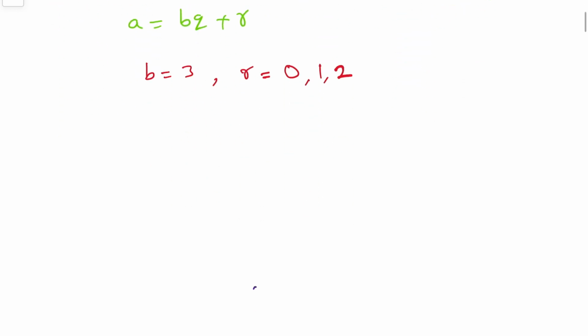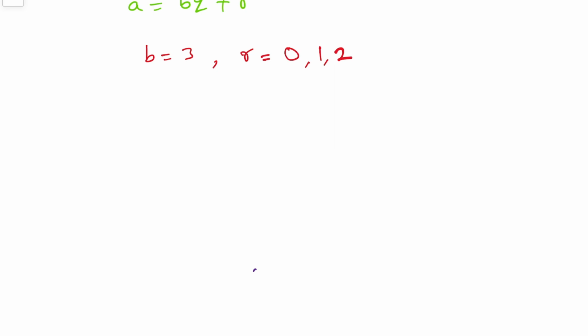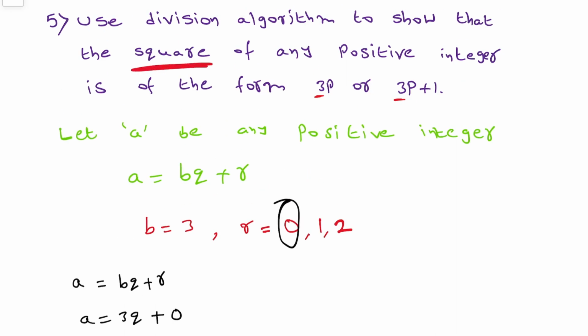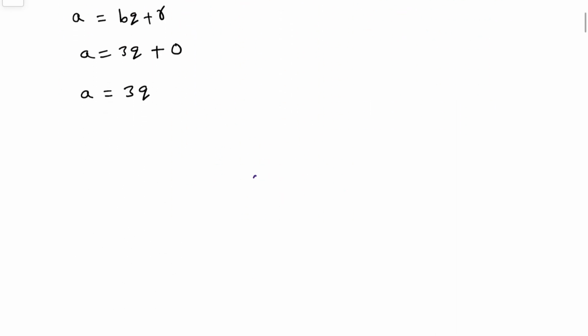Now let us substitute these remainders one by one in our formula a equals bq plus r. So a is unknown, keep it as it is, equals bq plus r is our formula, right? So a is equal to, in the place of b, the number 3, q as it is, plus. Here we have 3 remainders, right? So let us substitute them one by one. First I am going with the remainder 0. So in the place of r, keep 0. So a equals 3q plus 0, 3q. Now what is the question saying? Square of any positive integer. So let us do squaring on both sides.